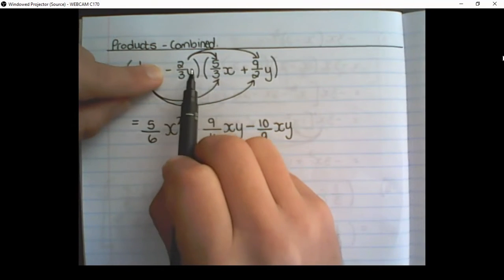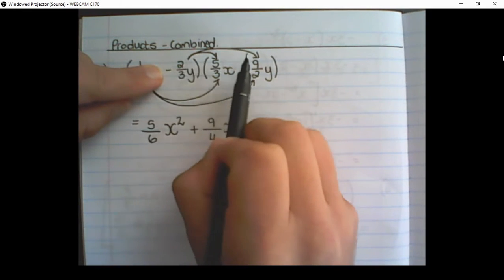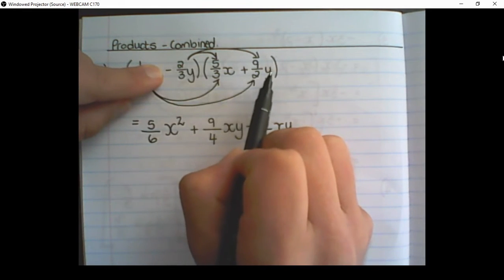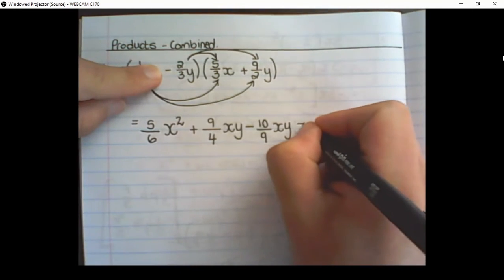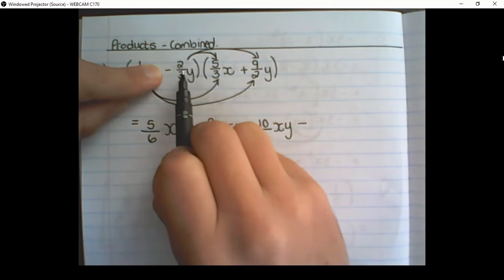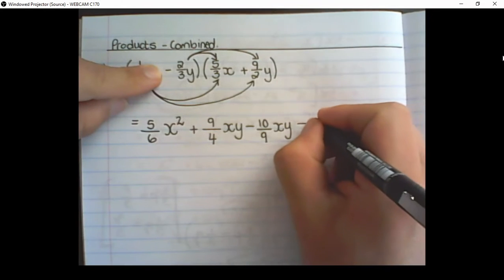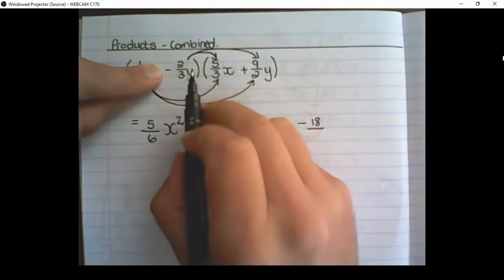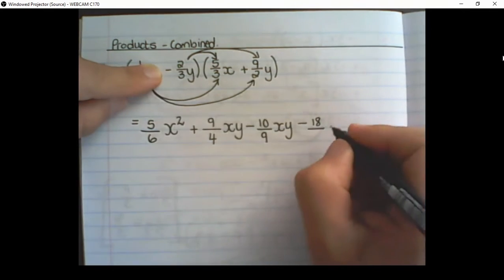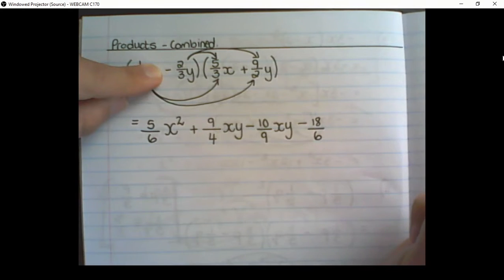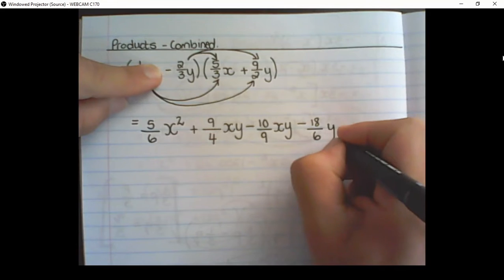The last multiplication that needs to happen is the second term in the first bracket multiplied with the second term in the second bracket. It's a negative multiplied with a positive, which gives us a negative value. Then we multiply the numerators, so 2 times 9, which is 18. And the denominators, 3 times 2, which gives us 6. And then y times y, which will become y squared.